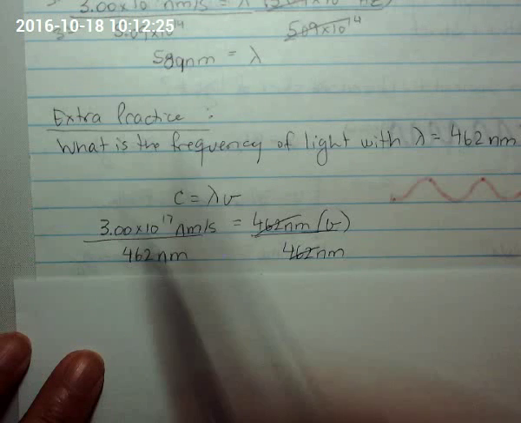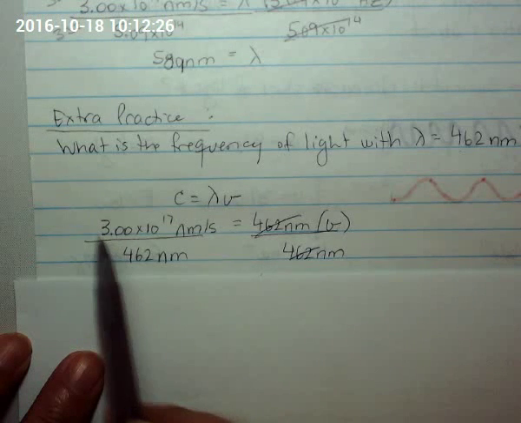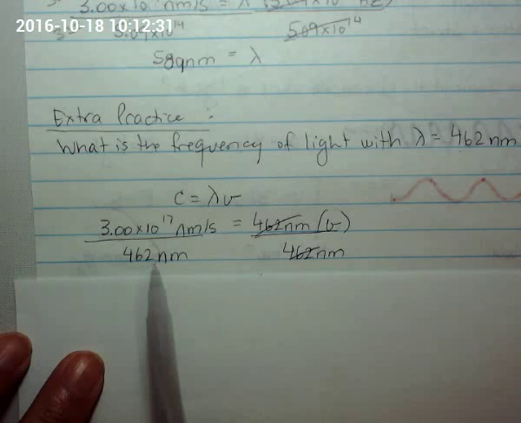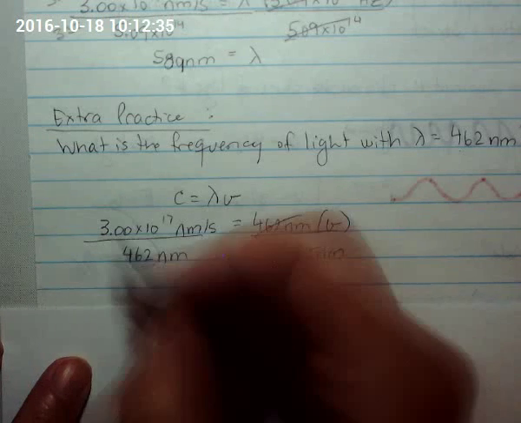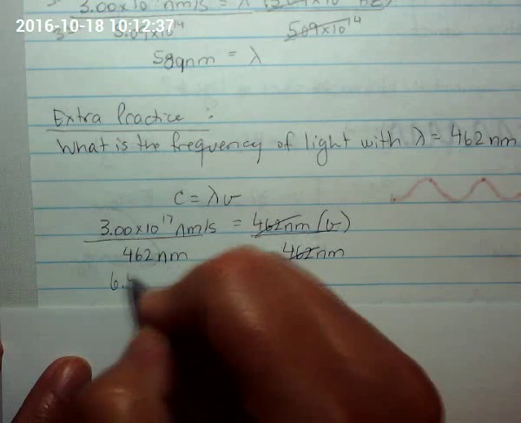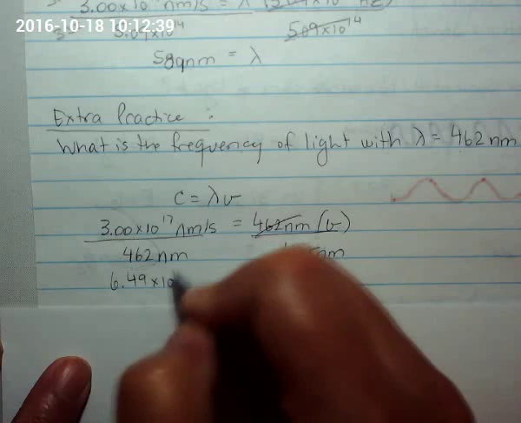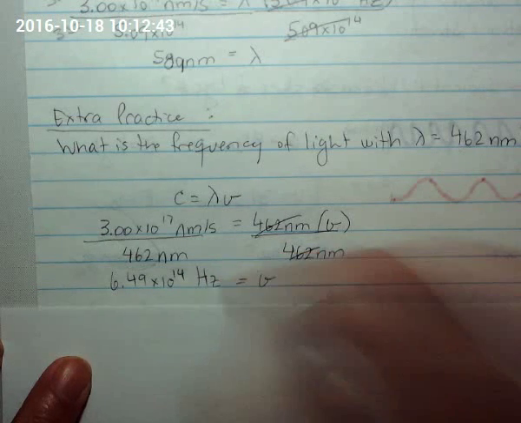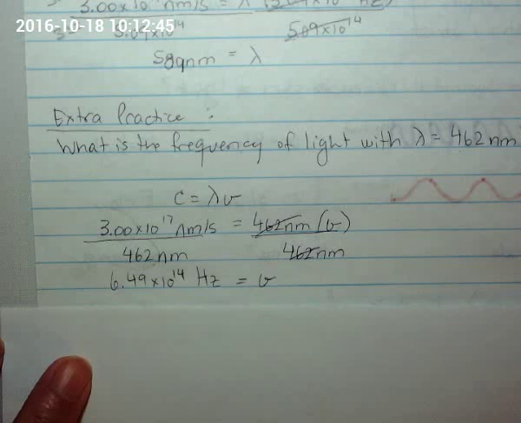And so if you look at what you've put into the equation, I've got a 3 sig fig number divided by a 3 sig fig number, so whatever the calculator spits out, I should write to 3 sig figs. And what again was that? 6.49 times 10 to the 14th. And what was the unit for frequency? Hertz. Not nanometers, because meters are a unit of length. That's for wavelength, not for frequency. Okay?